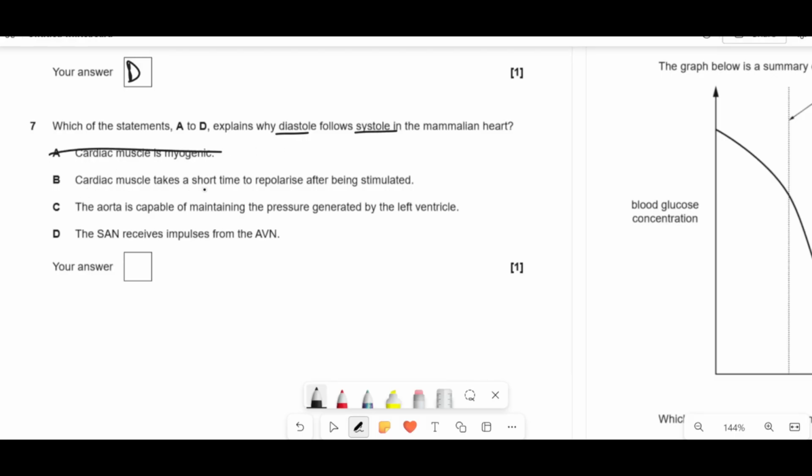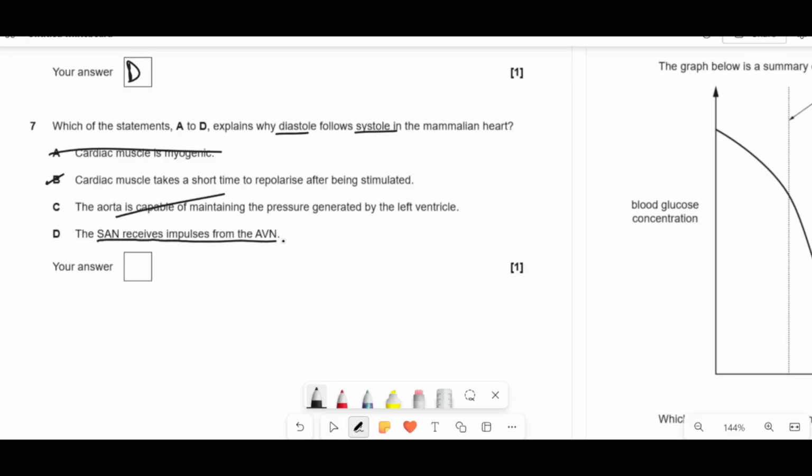And it says cardiac muscle takes a short time to repolarize after being stimulated. So if you stimulate cardiac muscle, it's going to contract. If you're contracting, and then this is your relaxing, it's contracted, it's going to take some time to get back to normal, and then it's chilling like that, right? That's possibly true. That means there's a bit of a gap between the two of them, and when it's repolarizing, it's relaxed. The aorta is capable of maintaining the pressure generated by that. Doesn't explain why diastole comes second.